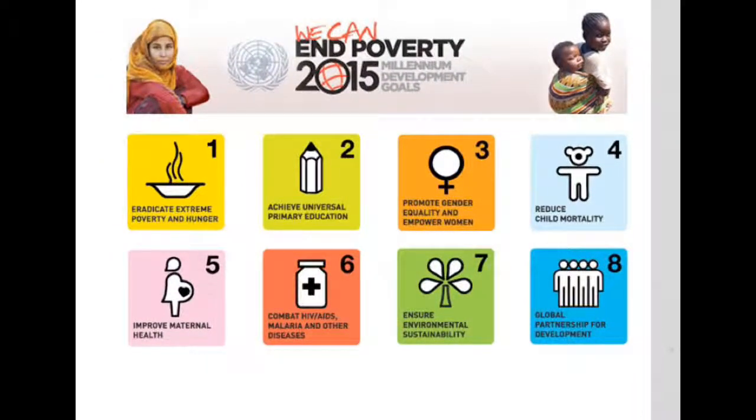The 8 targets can be seen here on this page: eradicate extreme poverty and hunger, universal primary education, gender equality, child mortality, improve maternal health, combat HIV and AIDS, ensure environmental sustainability, and the Global Partnership for Development. So you need to be able to talk about all 8 of these aspects of the Millennium Development Goals.